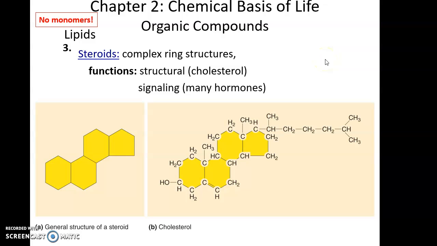Now, other steroids are involved in signaling within the cell. There are a lot of hormones that are steroid hormones. Steroid hormones, therefore, follow this basic pattern and look a lot like cholesterol, except that they have some modification to affect the function, the signaling of those hormones. That is it for this part of the lecture.